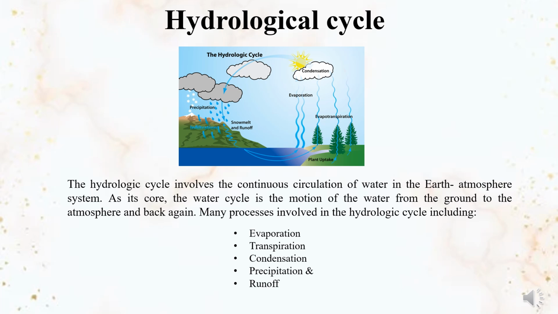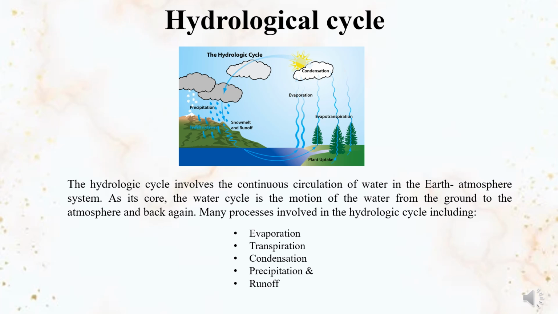Precipitation results when tiny condensation particles, through collision and coalescence, grow too large for the rising air to support, and thus fall to the earth. And precipitation can be in the form of rain, hail, snow, or sleet.